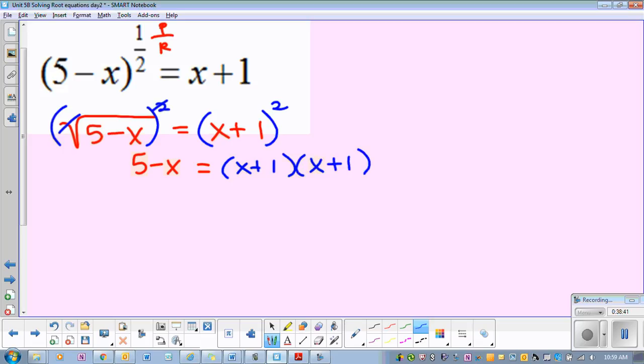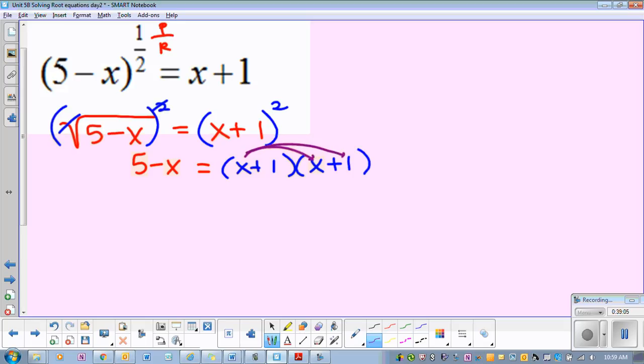Okay? Can you combine them, though? Well, you have to multiply it. How do you multiply when you have those 2 parentheses? Not 2x plus 2. No. Not x squared plus 2. You have to double distribute or FOIL. Right? So, let's double distribute.